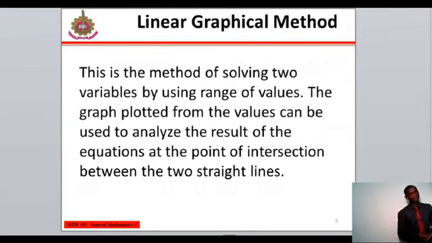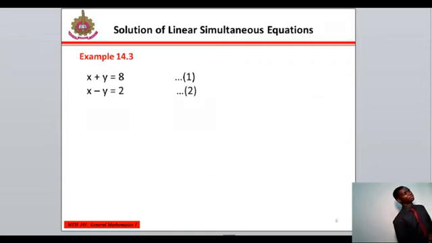What about another method, the third method, which is the linear graphical method? This is the method of solving two variables by using a range of values. The graph plotted from the values can be used to analyze the results of the equations at the point of intersection between the two straight lines. We are going to work it out now, and you will see how we can obtain the values for our unknowns using this particular method.